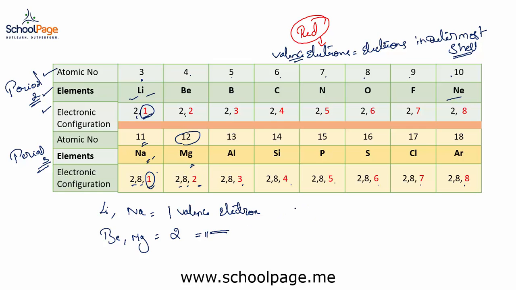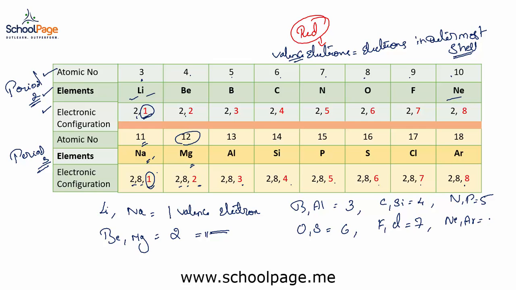And if we take boron and aluminium, it is 3. Carbon and silicon, it is 4. Nitrogen and phosphorus, it is 5. Oxygen and sulfur, it is 6. And fluorine and chlorine, 7. Neon and argon have a completely filled outermost orbital, that is 8 electrons. Now, do you observe any pattern here?